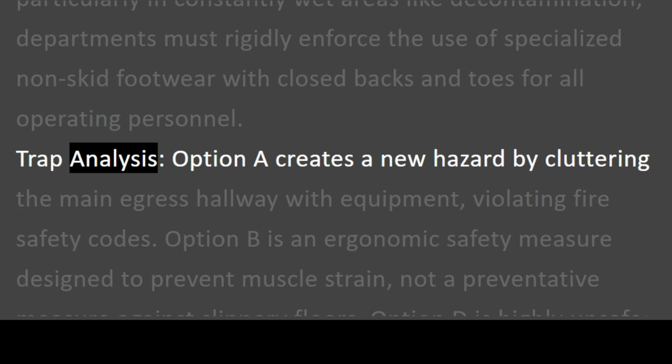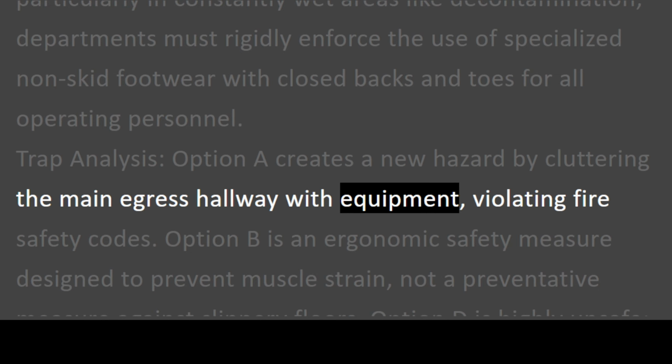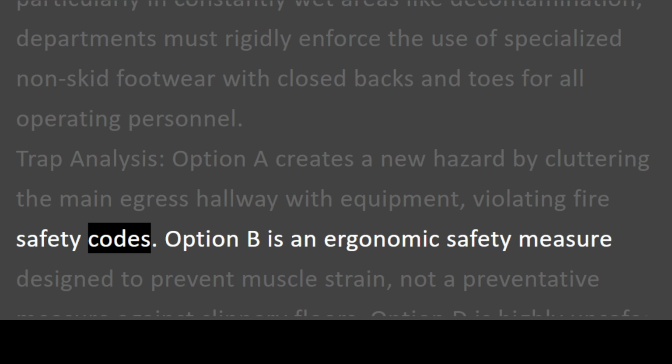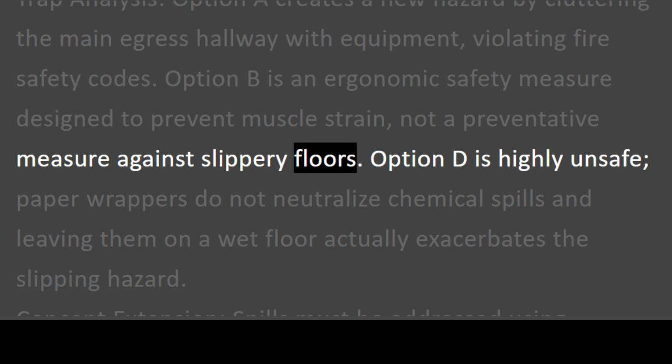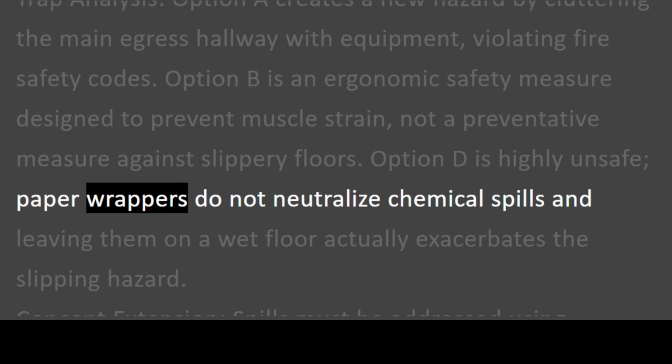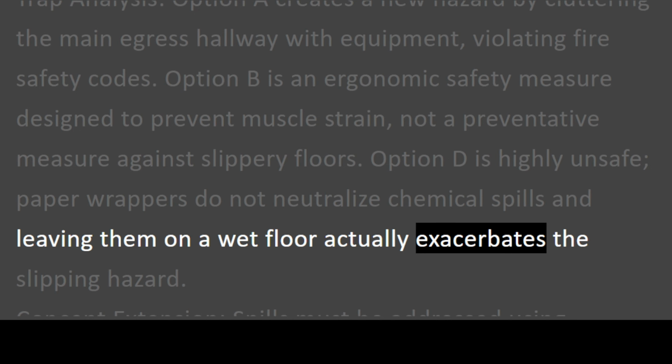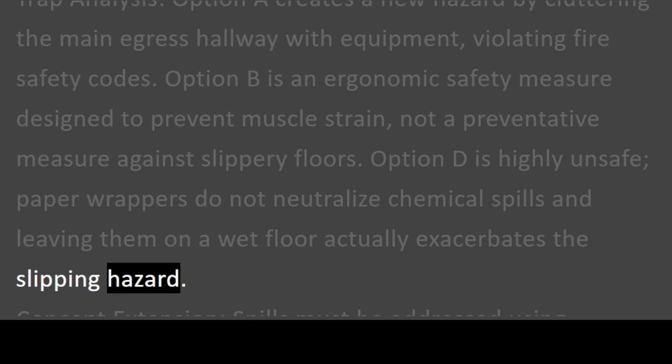Trap analysis. Option A creates a new hazard by cluttering the main egress hallway with equipment, violating fire safety codes. Option B is an ergonomic safety measure designed to prevent muscle strain, not a preventative measure against slippery floors. Option D is highly unsafe. Paper wrappers do not neutralize chemical spills, and leaving them on a wet floor actually exacerbates the slipping hazard.